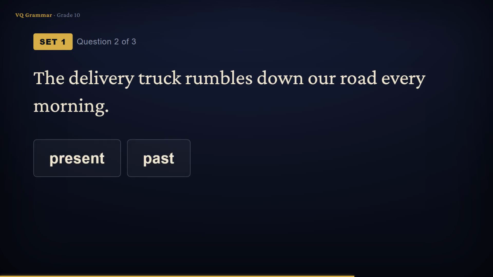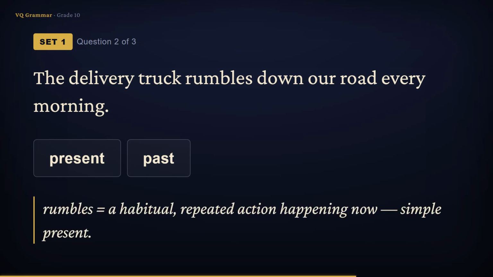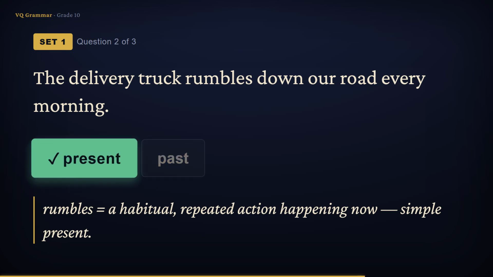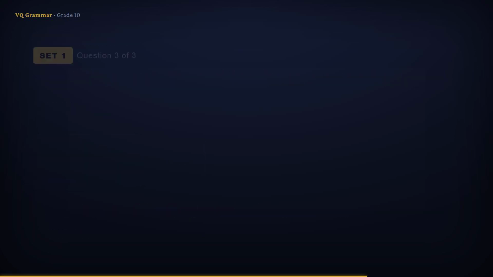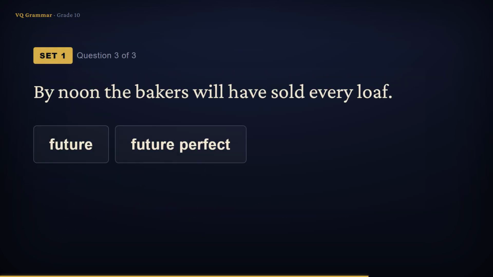The delivery truck rumbles down our road every morning. The verb is rumbles with an S on the end, and the signal phrase is every morning, a habit repeated again and again in our own time. So this one is the simple present.